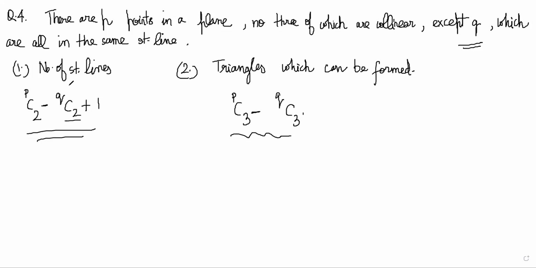So this is how, if there are collinear points, you have to handle them. You have to subtract the number of lines that they should have contributed. If they were not collinear, they would have given QC2. But now they are giving only one. Correct.